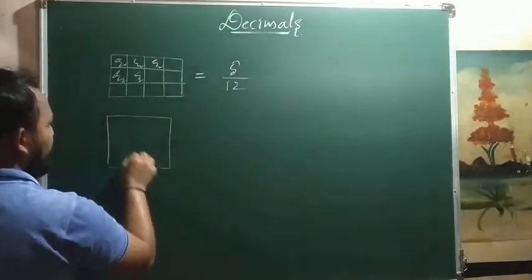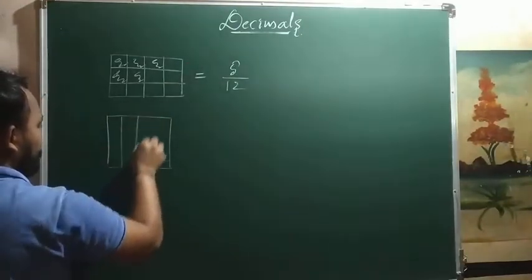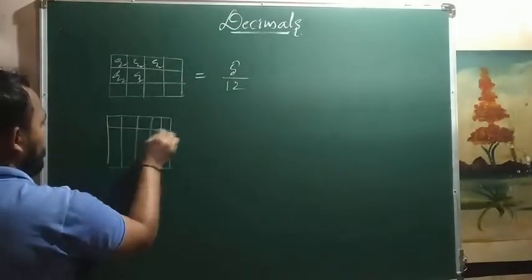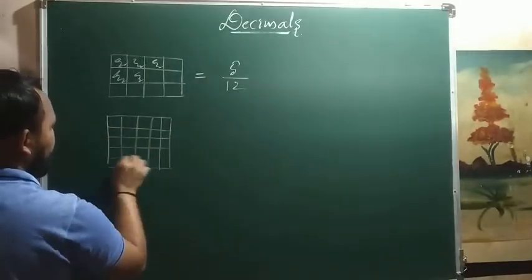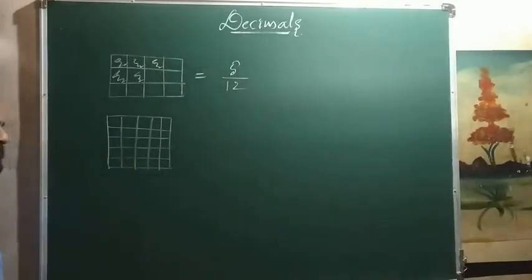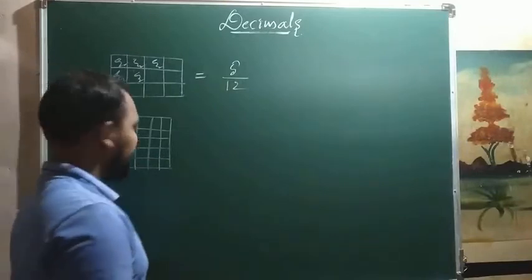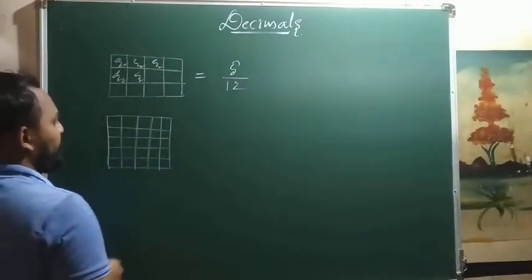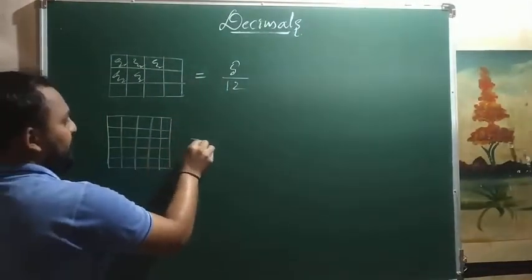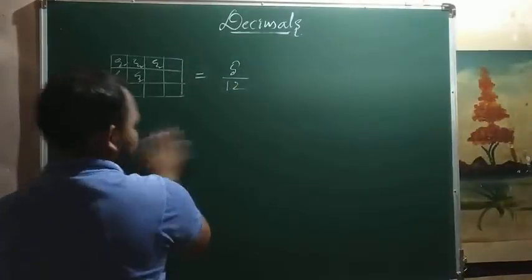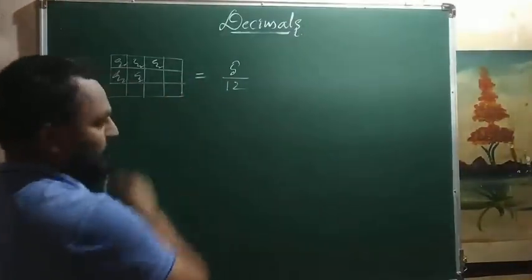The next, take one example, your square. 5 fives are 25. Then this is a fraction.